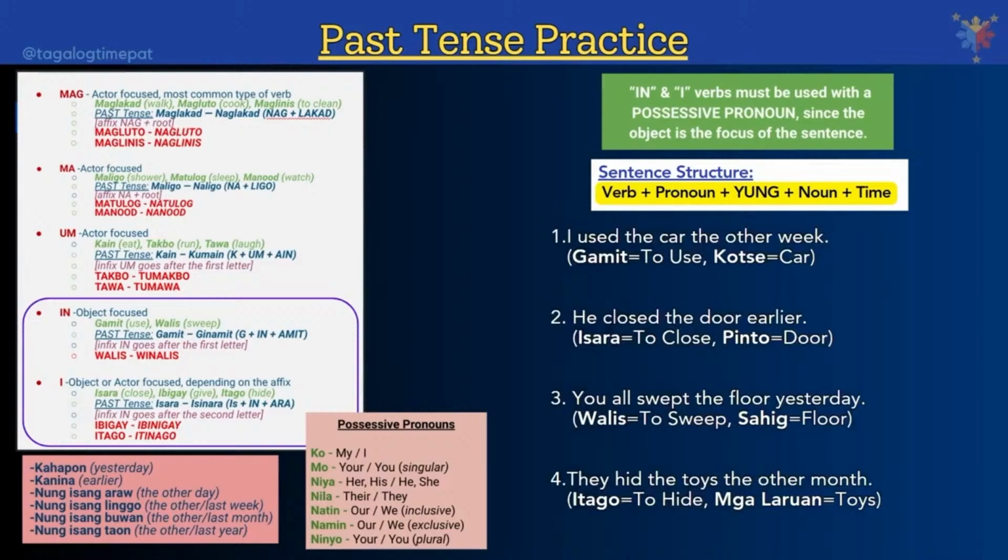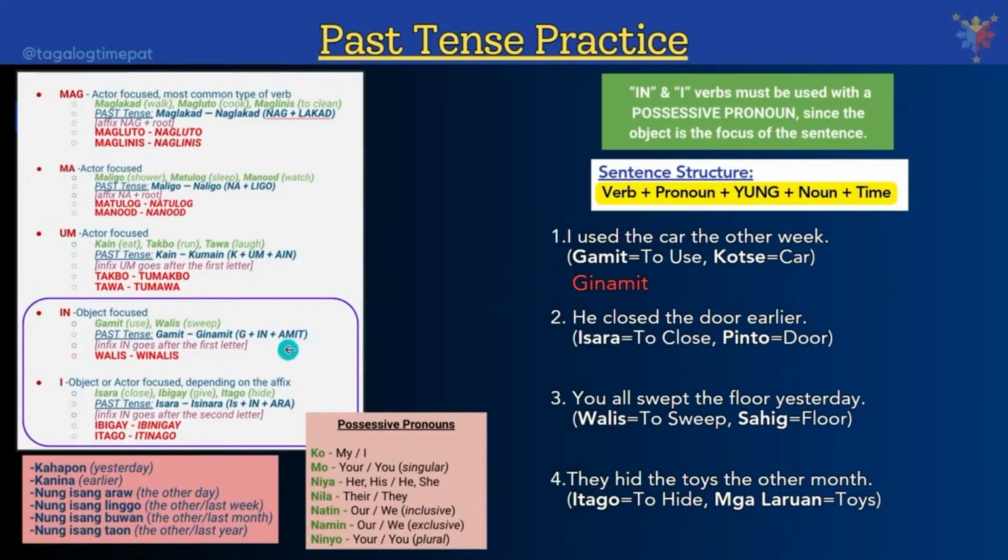So number one, I used the car the other week, and I gave you some hints. Gamit means to use. Coche means car. So let's do this one together. So the sentence structure is verb plus pronoun. So it would be ginamit. That is the past tense conjugation of gamit.